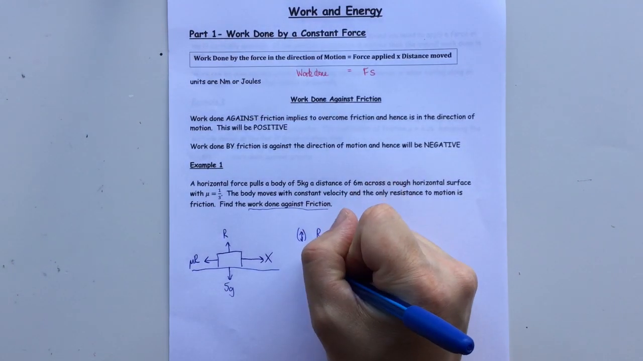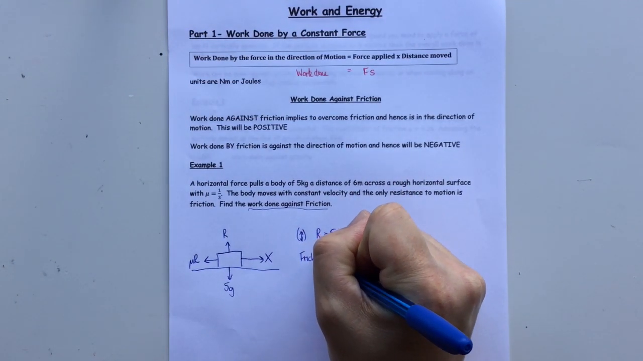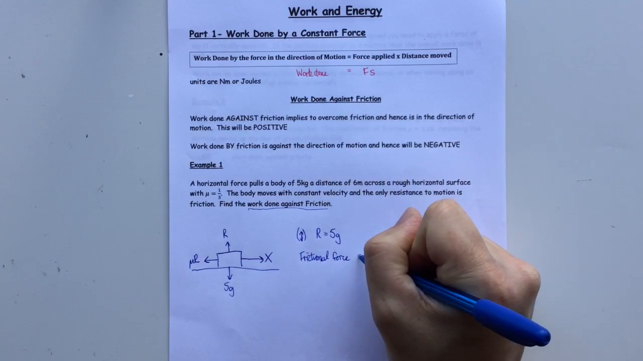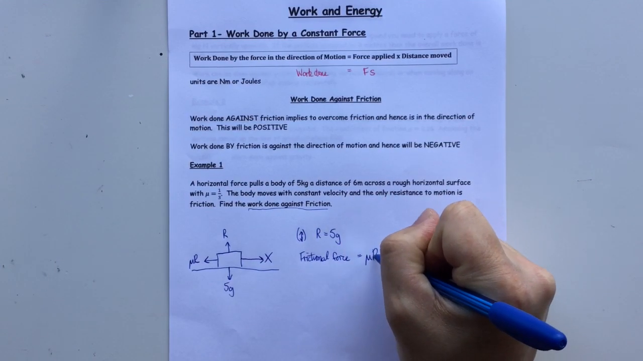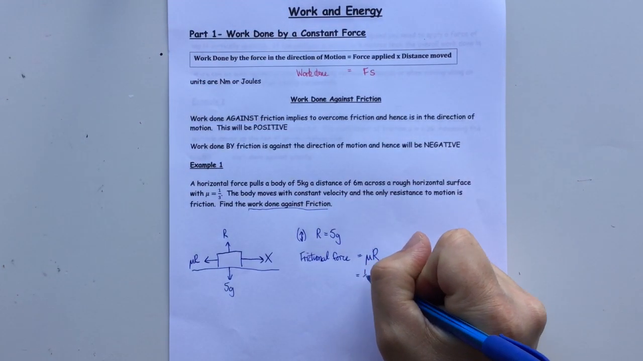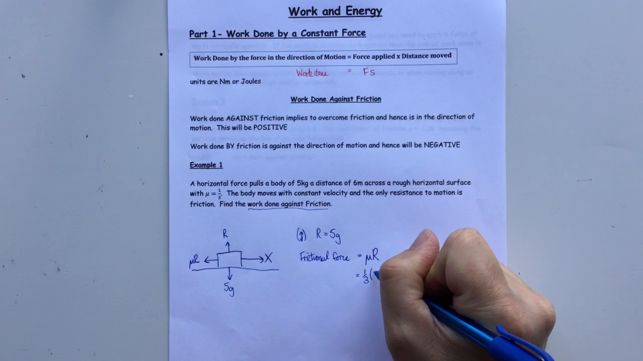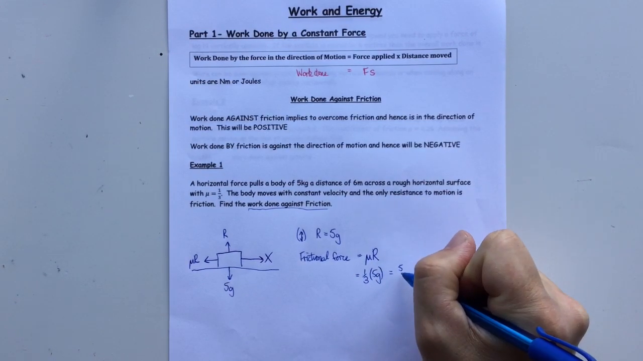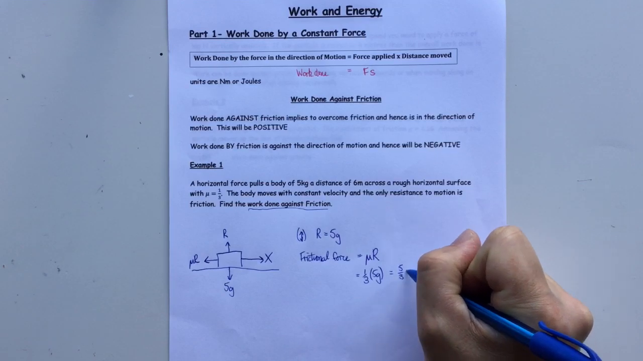Now that helps us get the frictional force. The frictional force we know is got by the maximum value of friction, which is mu R. And in this case, mu is 1/3 and R is 5g. And so the frictional force there is 5/3 g.